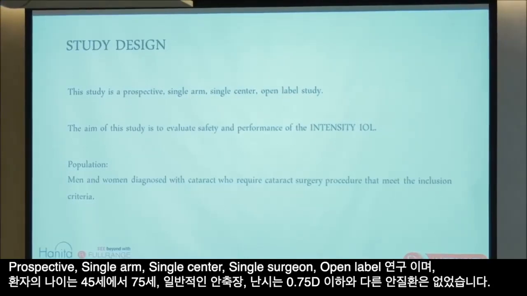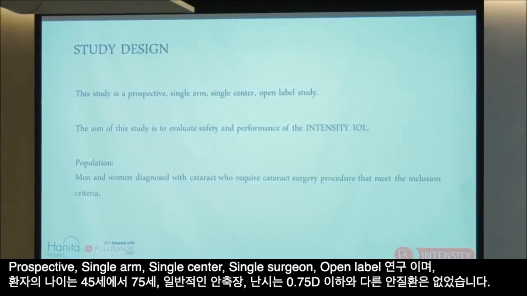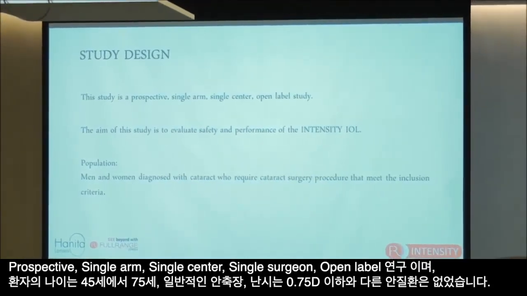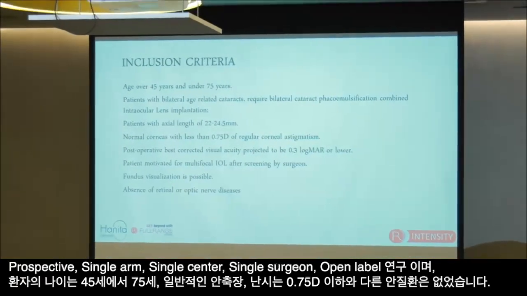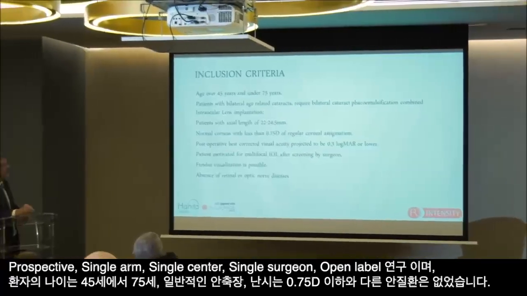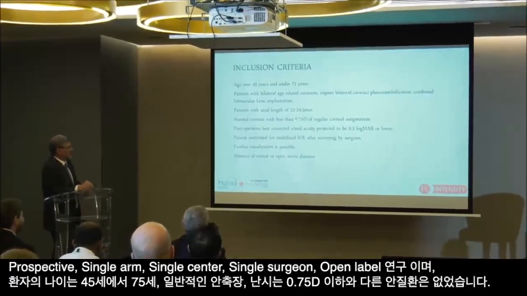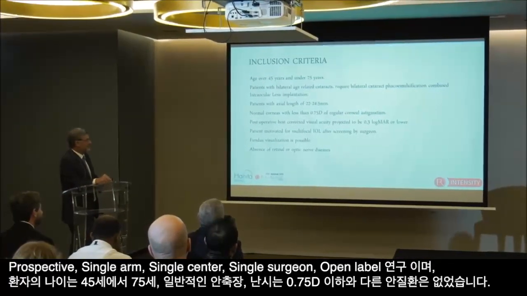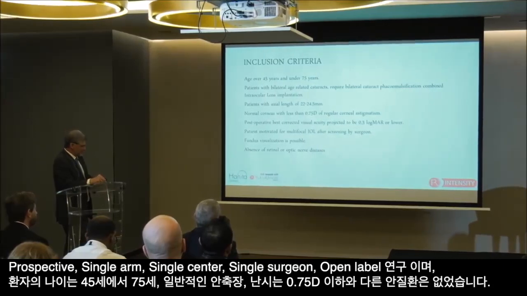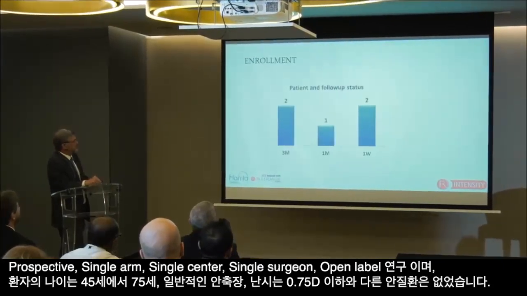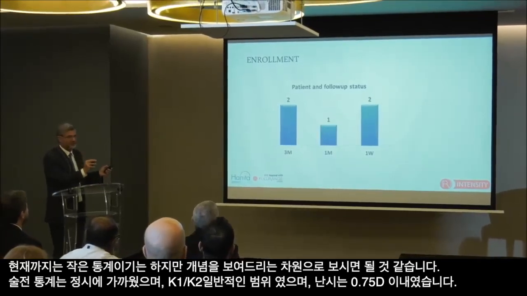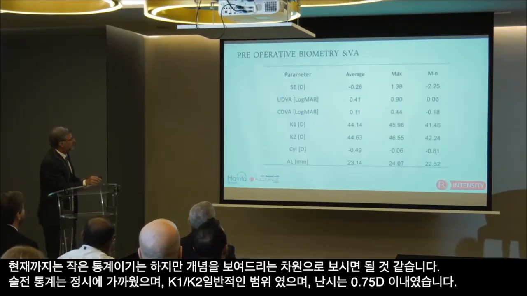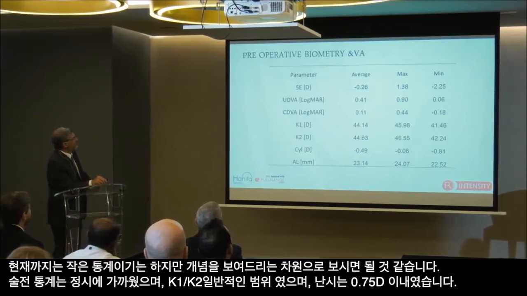Prospective, single arm, single center, so far single surgeon, myself, and open labeled. Basically, patients between 45 and 75, normal lens, astigmatism 0.75 and lower, and no other disease. So these are only small numbers. I know this is not real big data, but just to show you the notion. These are the first results.